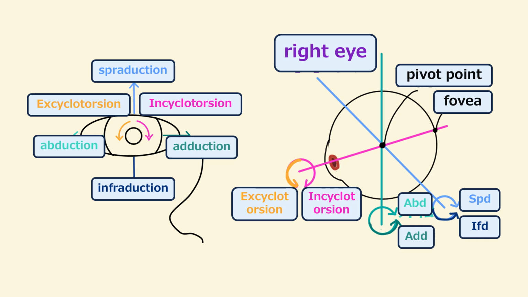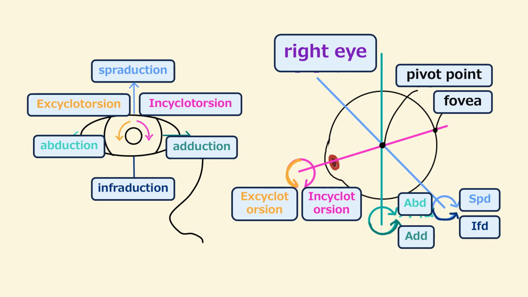Referring to the diagram on the right, centered on the center of rotation, intorsion and extorsion movements are made around the axis that connects the center of the eyeball to the center of vision, called the fovea centralis. Elevation and depression movements are made around the axis that traverses the center of rotation horizontally. Finally, abduction and adduction movements are made around the axis that vertically pierces the center of rotation.